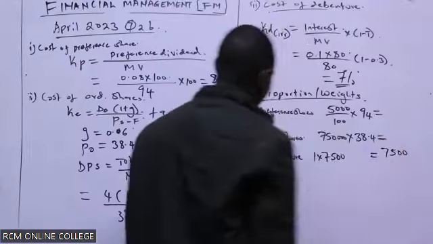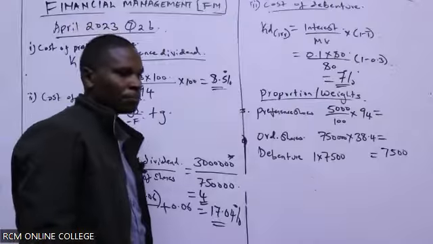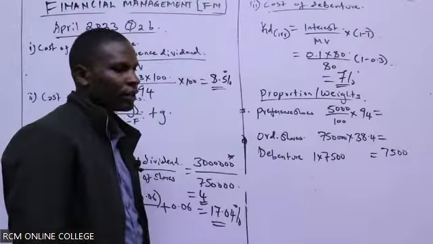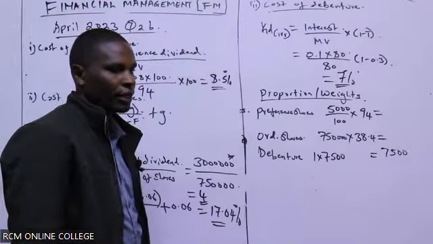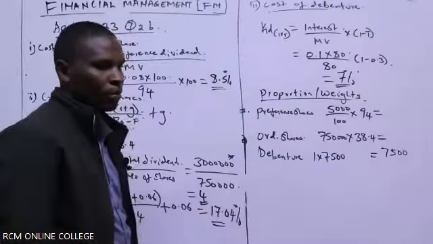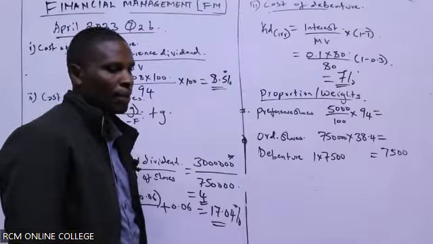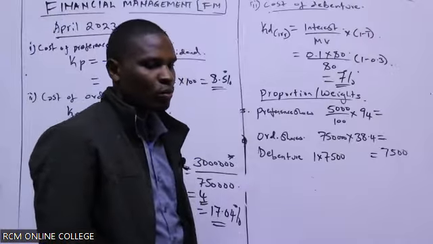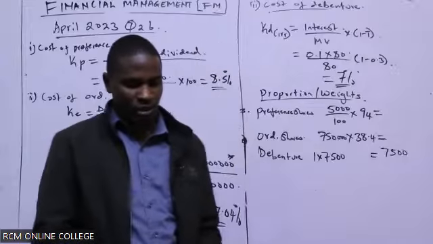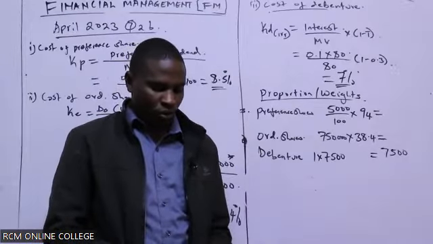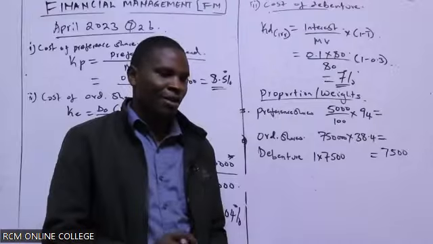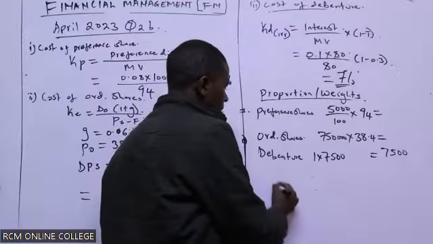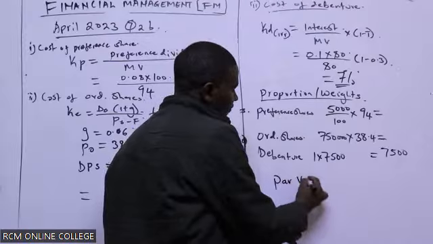So nipatie the value of ordinary share na preference share. Ordinary share na preference share ngapi? Bona ordinary share hatujatumia par. Just nataka uangalie tu vizuri. Why do we use par, by the way? A good question from Immaculate. Why do we use par value?